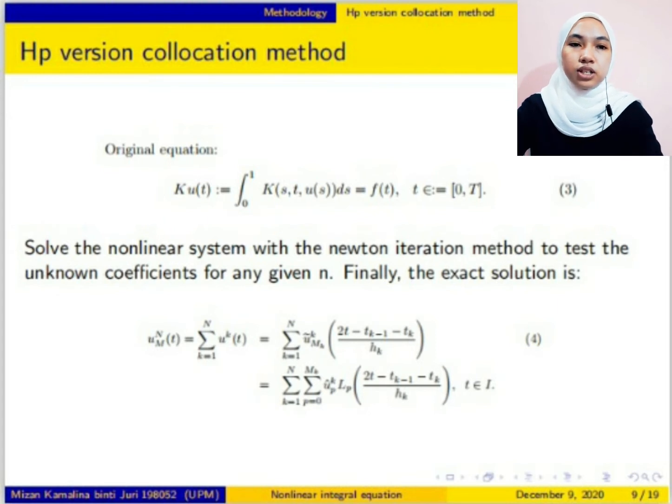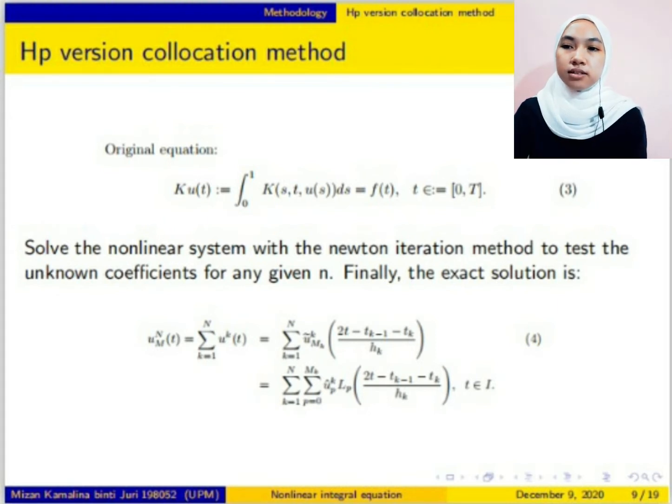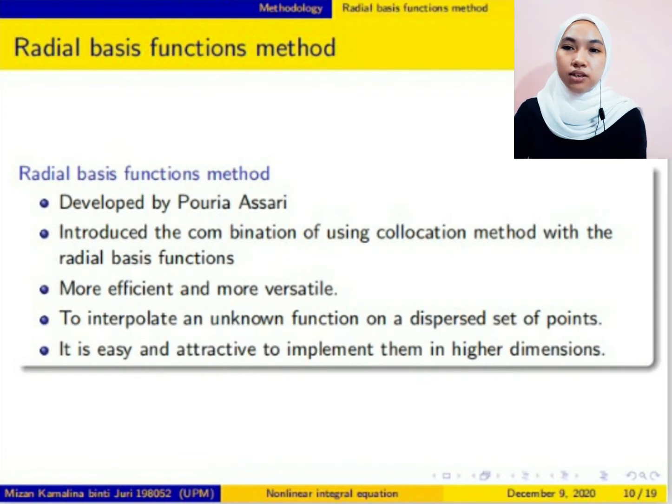Finally, the exact solution. The third method is developed by Pourasari, which introduced the combination of using the collocation method with radial basis functions constructed on scattered points to solve nonlinear integral equation problems. Using the collocation method based on the RBF approach, the method approximates the solution. For most groups of Volterra integral equations, the new approach is more efficient and more versatile. For the proposed method, the error bound and convergence rate are also obtained.